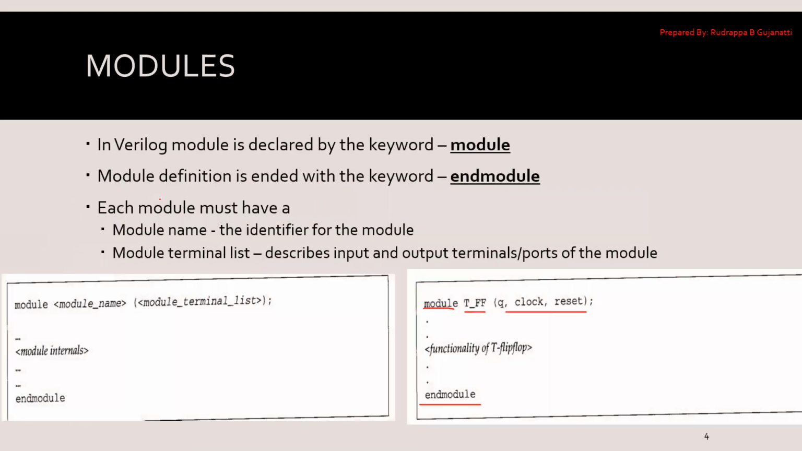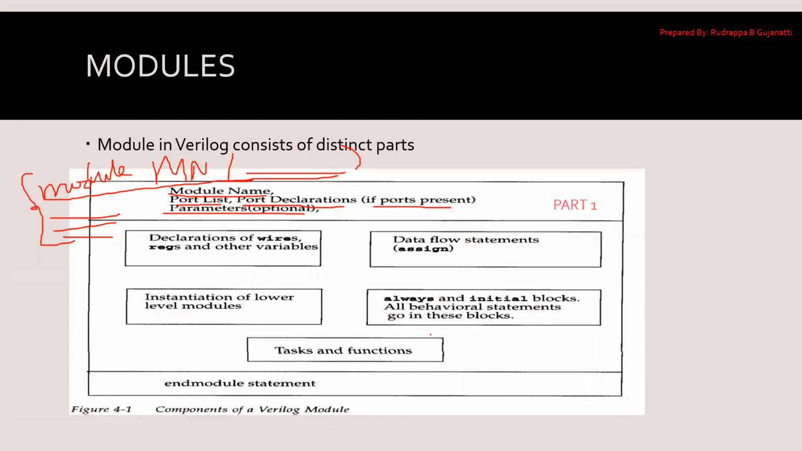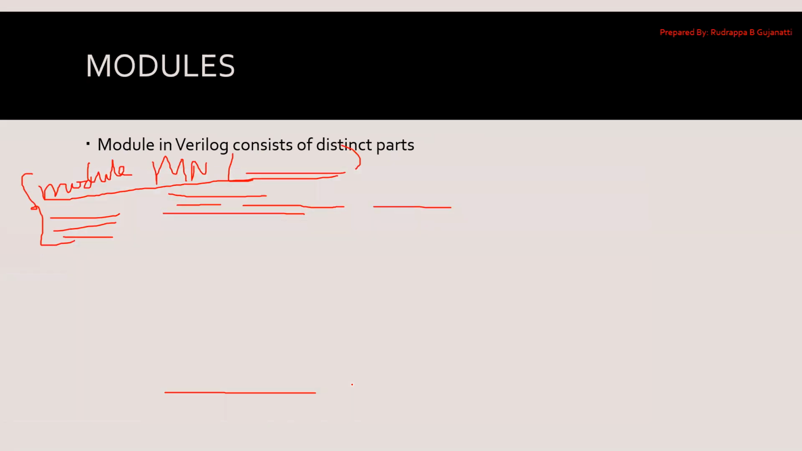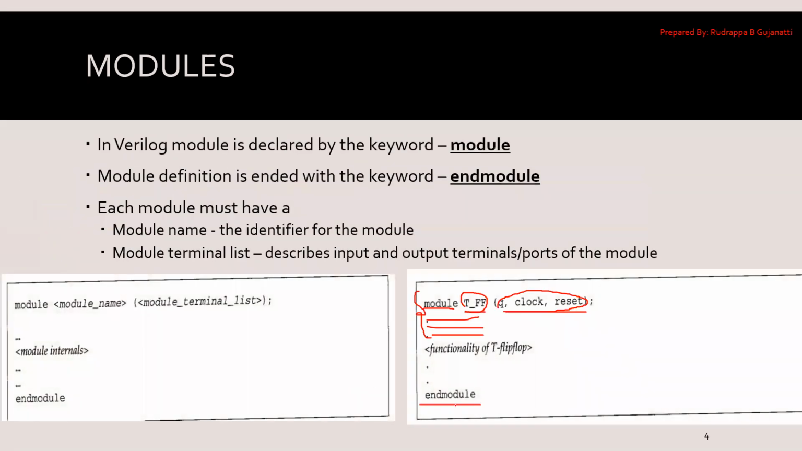So here, I'll have the module name, then the port list. Then I should specify whether it is input, output, or inout. That is what we'll be specifying. This is the first part. The last part is the termination of the module, that is the endmodule statement. That is what we have represented here. This is the first part, and this is the last part.